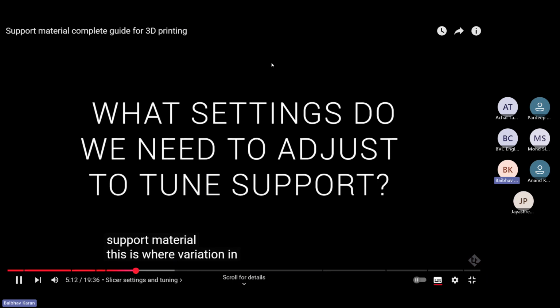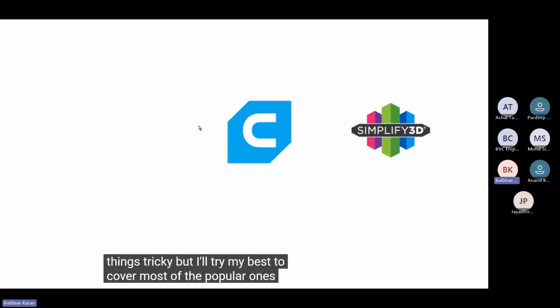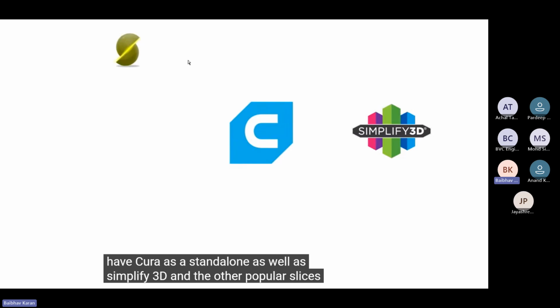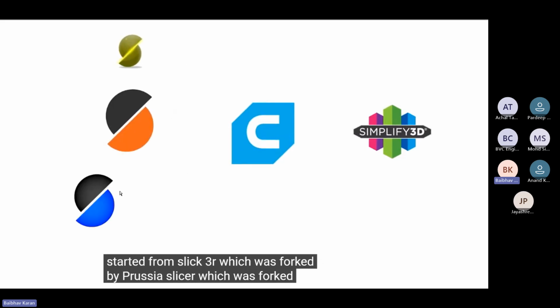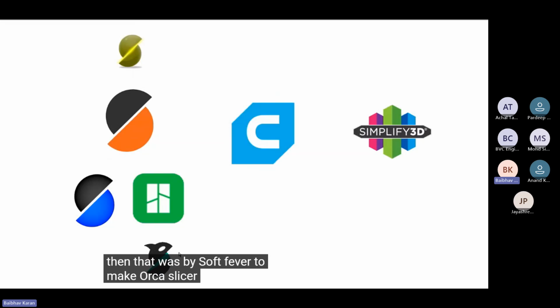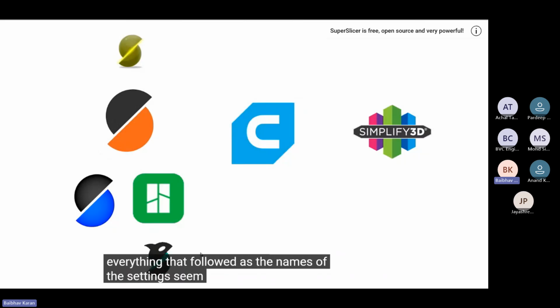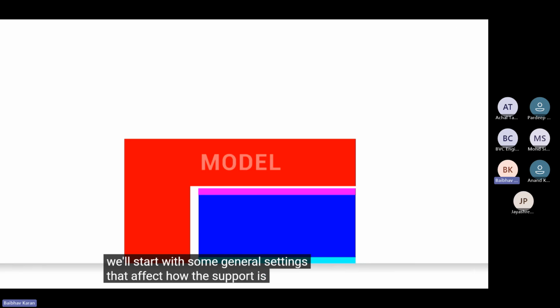This is where variation in slicers makes things tricky, but I'll try my best to cover most of the popular ones. So we have Cura as a standalone as well as Simplify3D, and the other popular slicers started from Slic3r, which was forked by Prusa Slicer, which was forked to make Super Slicer, and also forked by Bambu Lab to make Bambu Studio, and then that was forked by SoftFever to make Orca Slicer. When you hear me talk about Prusa Slicer derivatives, we're talking about Prusa Slicer and everything that followed, as the names of the settings seem to be quite consistent. We'll start with some general settings that affect how the support is applied.